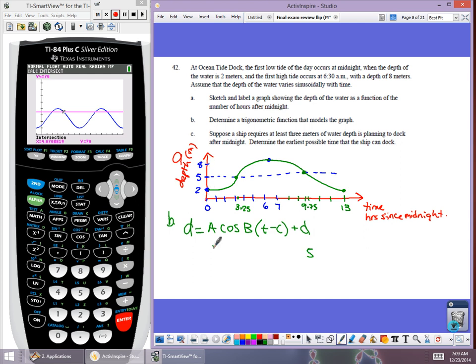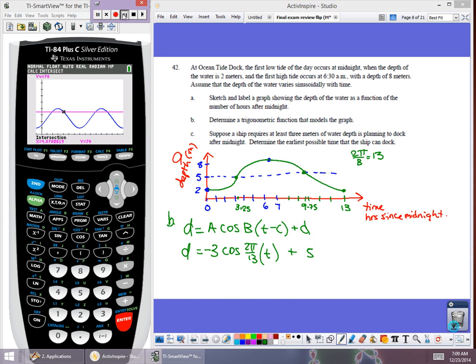The amplitude is 3. It's negative because it got reflected over the midline. Then we have cosine. Our period is 13, and we take 2 pi over B equals 13 over 1, crisscross, multiply, and B is 2 pi over 13. We have T minus C. Is there any phase shift here? Since I started here, I had no phase shift, plus 5. Okay, so that would be my equation. I'm going to pause it.